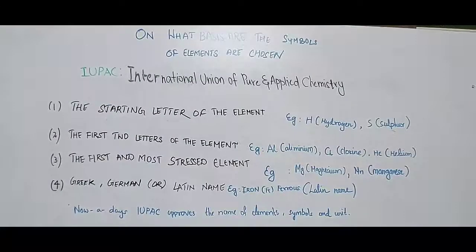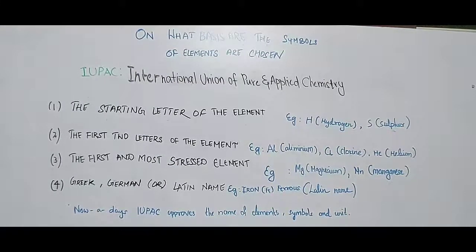Now let us know on what basis the symbols of elements are chosen. I have given 4 criteria here. The first criteria is the starting letter of the element. For example, let us consider hydrogen and sulfur. Hydrogen has H as its starting letter and the symbol of hydrogen is H, and sulfur has S as its starting letter and S is the symbol of sulfur.